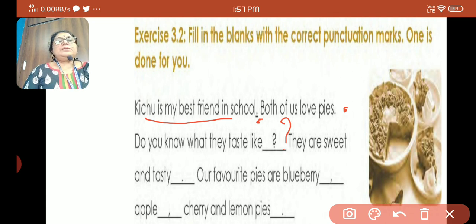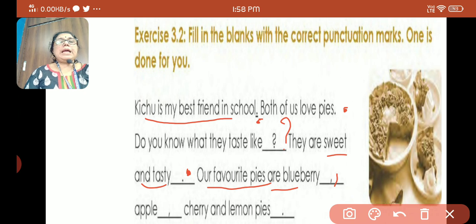They are sweet and tasty. Again a full stop. We are ending the sentence. Our favorite pies are blueberry, apple, cherry and lemon pies. Full stop.